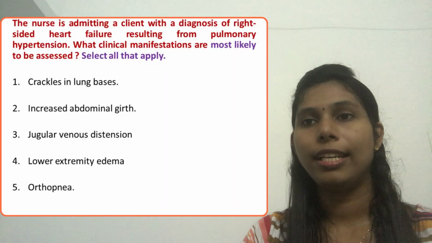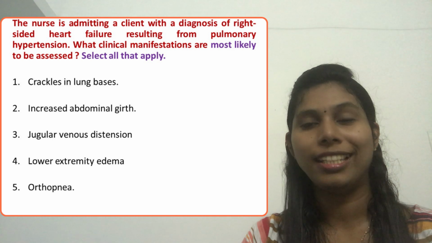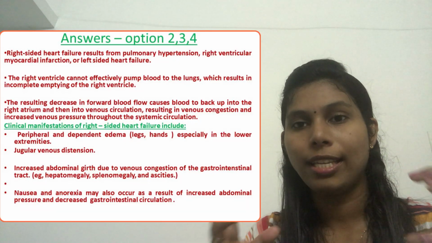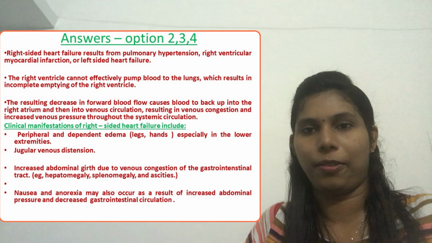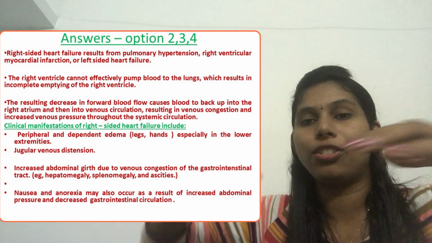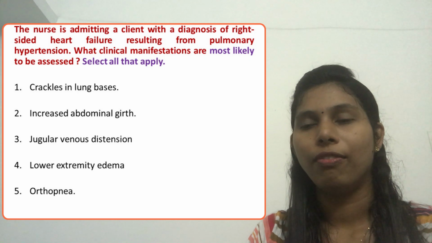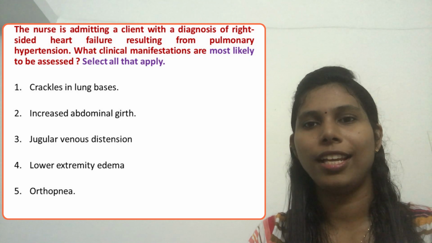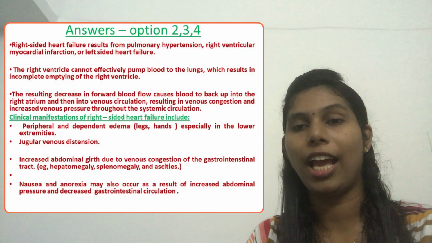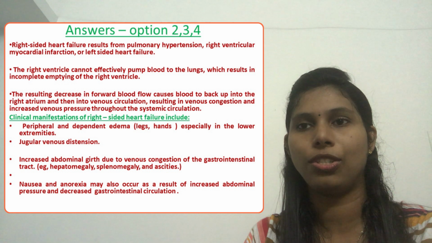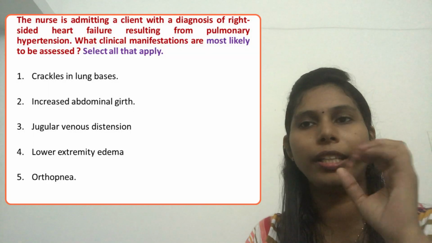Then another option is increased abdominal girth. Yes, that is the correct answer, because we said that the client has ascites. So with ascites, we know there is a huge belly, a very distended abdomen. So option 2 is the correct answer. Then option 3, jugular venous distension. Yes, that is also a correct answer. When the client has right heart failure, they have signs and symptoms of jugular venous distension. Then another one is lower extremity edema. Okay, that is also a correct answer.